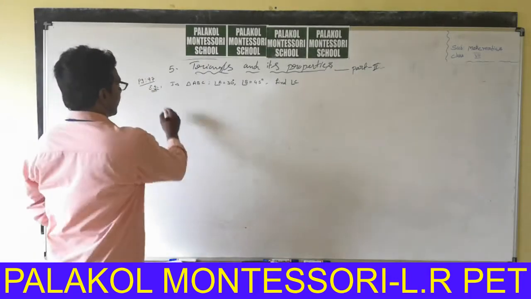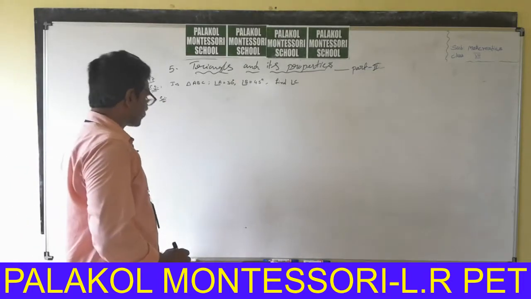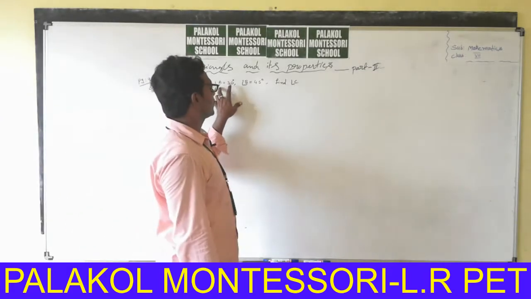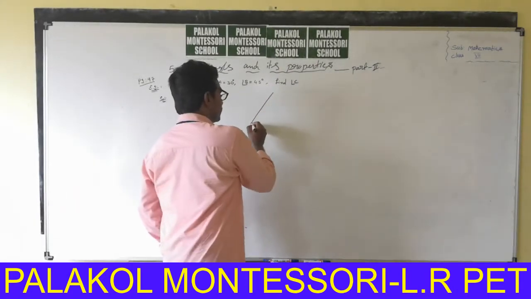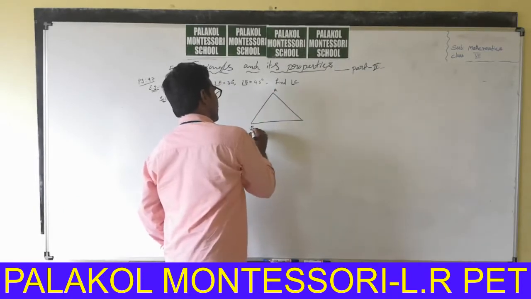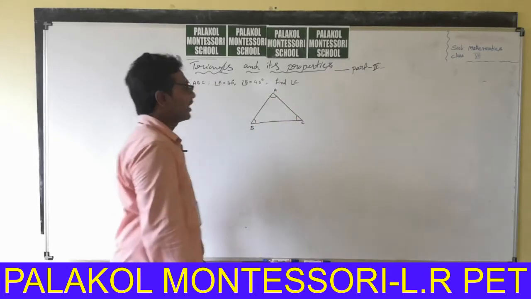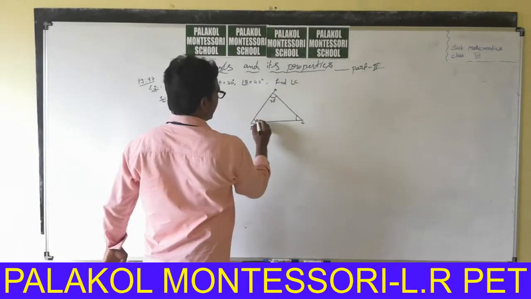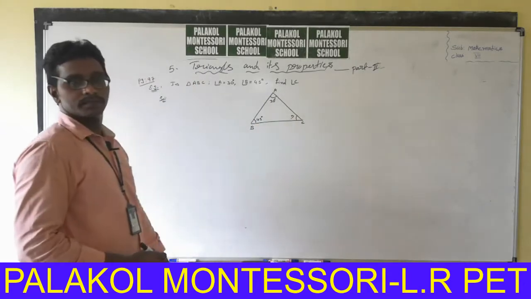Guys, now I do the solution. Triangle ABC, angle A is equal to 30 degrees, angle B is equal to 45 degrees. Find angle C. I draw one triangle. This is triangle ABC, with angle A, angle B, angle C. According to the sum, angle A is 30 degrees, angle B is 45 degrees, and you have to find angle C, which is a question mark.